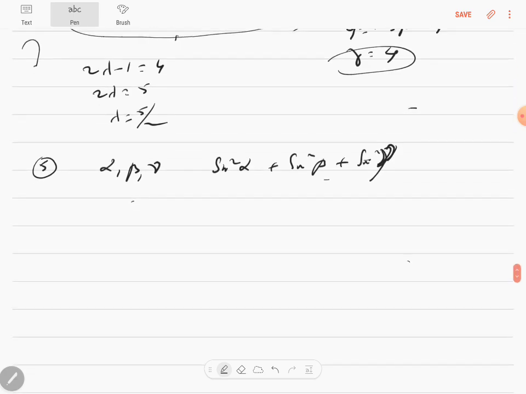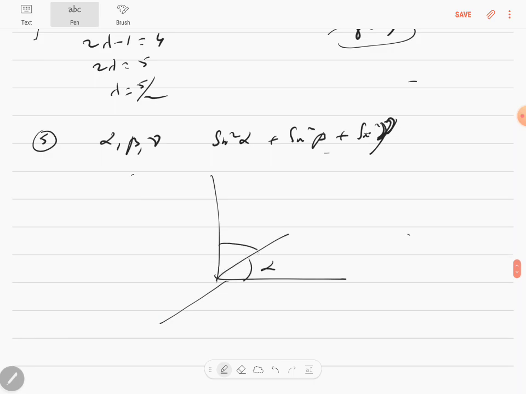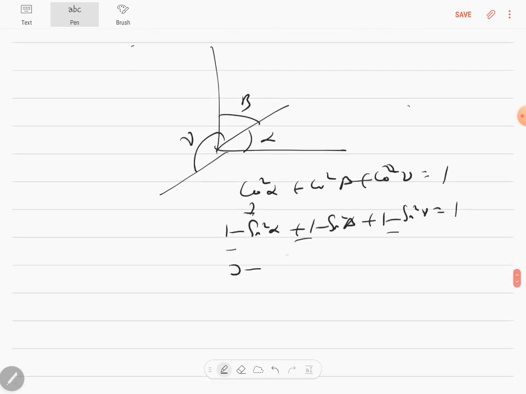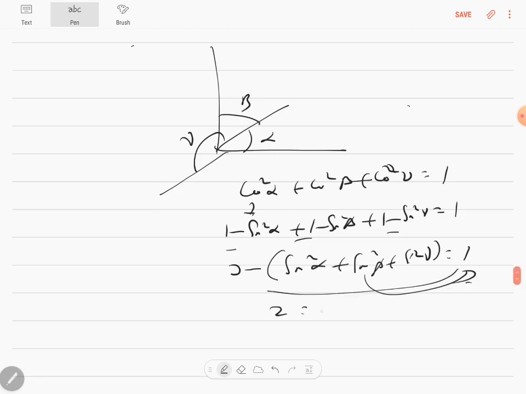You know that when a line makes an angle alpha with this, beta with this, and gamma with this, you know a property: cos square alpha plus cos square beta plus cos square gamma is equal to 1. You can write this as (1 minus sin square alpha) plus (1 minus sin square beta) plus (1 minus sin square gamma) is equal to 1. 1 plus 1 plus 1 is 3. 3 minus (sin square alpha plus sin square beta plus sin square gamma) is equal to 1. Take the 1 this side. 2 is equal to sin square alpha plus sin square beta plus sin square gamma.